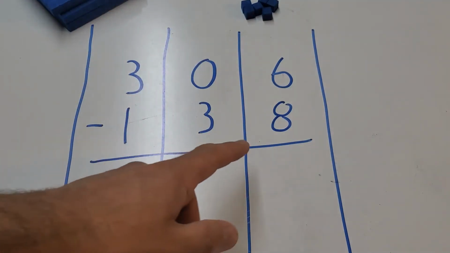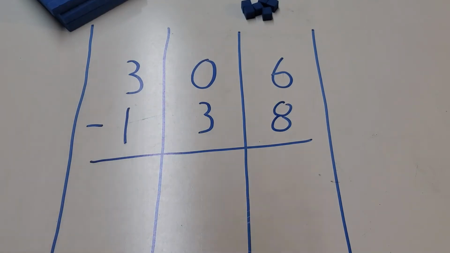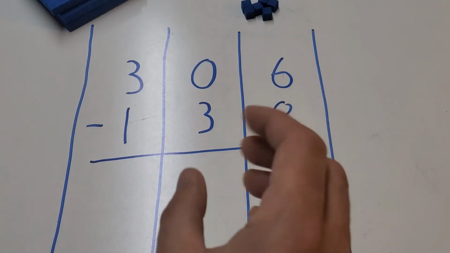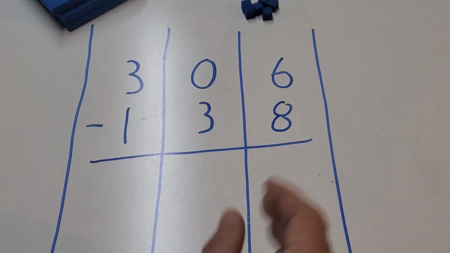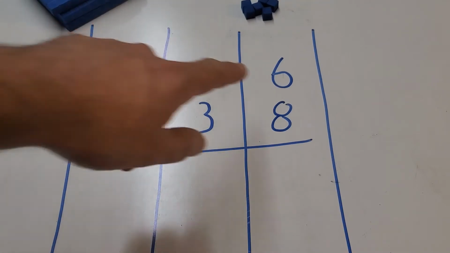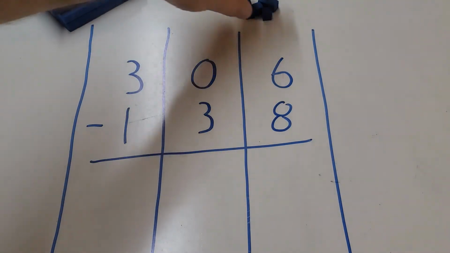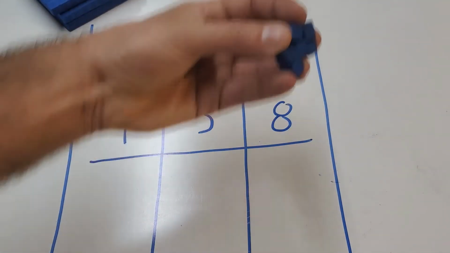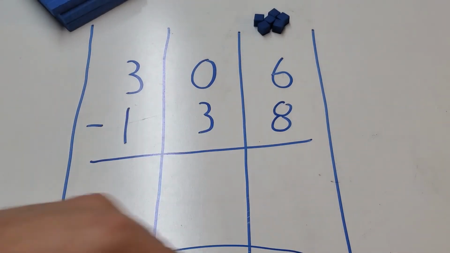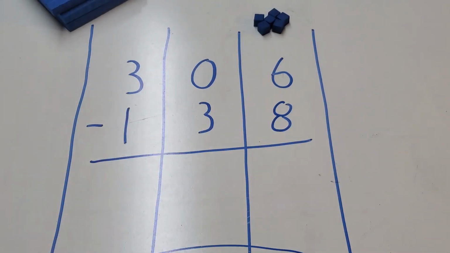306 minus 138. So, as I've asked you before, you don't have to start with the ones place, but I think starting with the ones place is going to make your life easier. So I'm going to ask you, please, pretty please, start with the ones place, but you don't have to. But I think you should. 6 minus 8. So I have 6 of these, and I want to take away 8. So I like to think of this as I want to make a pile right here that has 138 blocks.